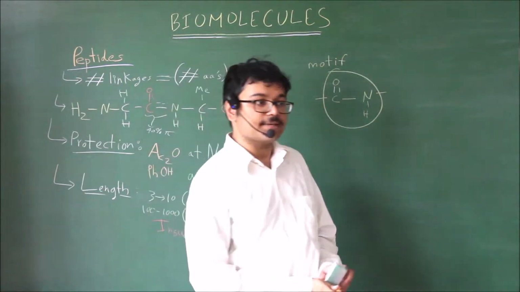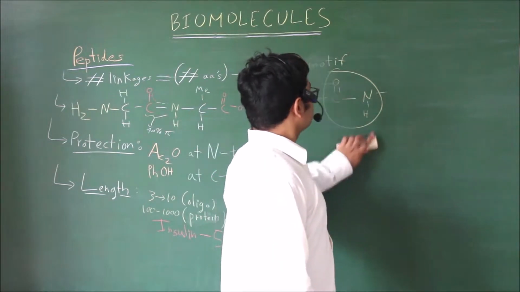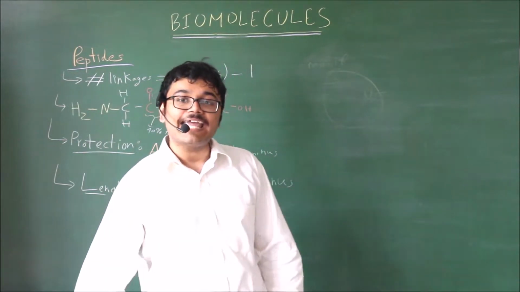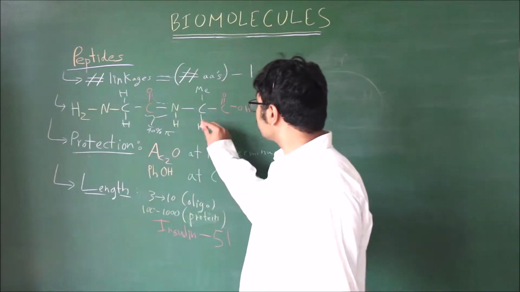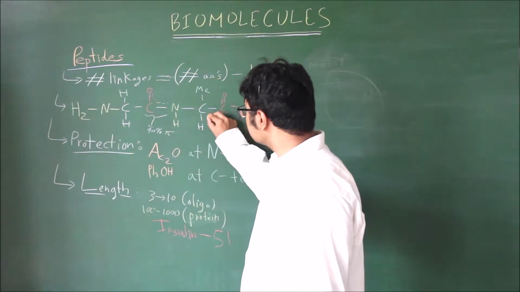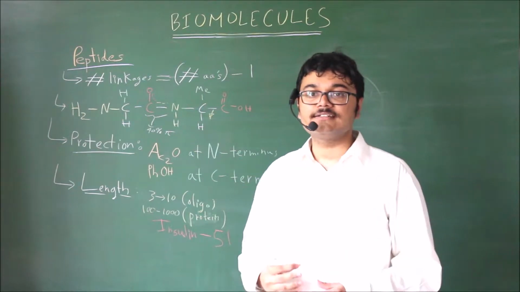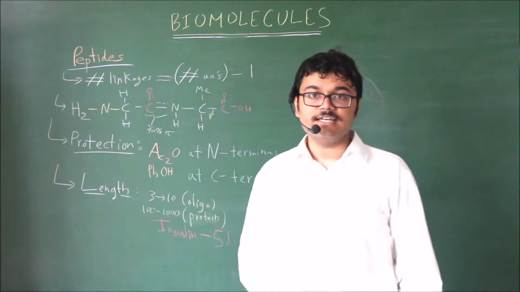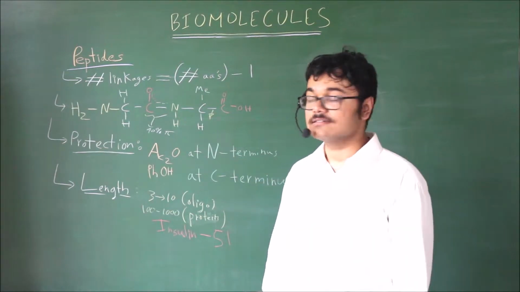I hope you remember these names from the previous section. Glycine especially you're supposed to remember because it is the only achiral one. If you look over here, the carbon of alanine is clearly chiral because it has four different substituents, but glycine has two hydrogens and is therefore the only achiral amino acid.